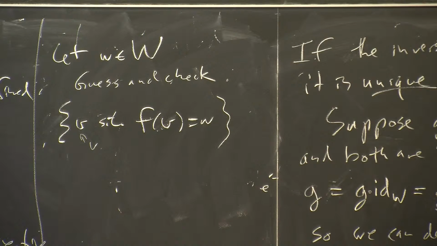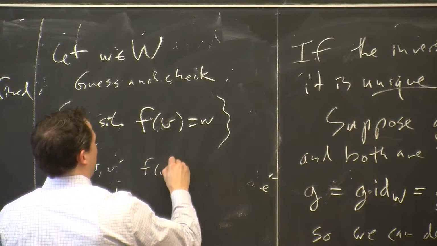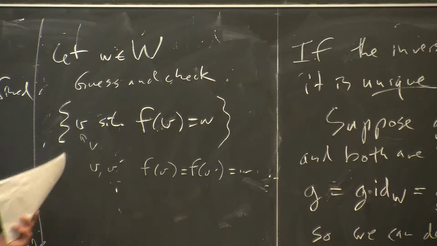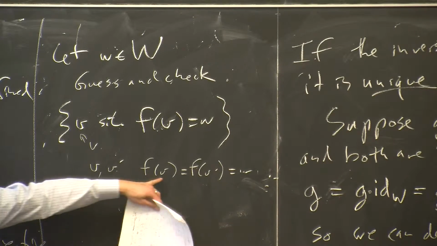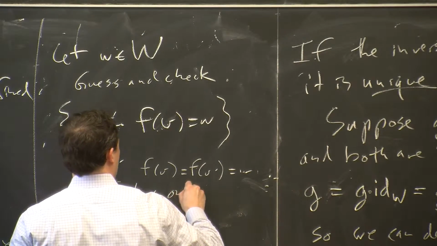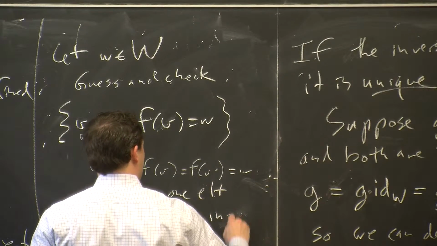So why is that? Suppose it has two elements, v and v prime. f of v equals f of v prime equals w, because that's what this set is, the stuff that maps to w. But then because f is injective, these two things have to be equal. Okay? So this set has only one element, since f is injective.